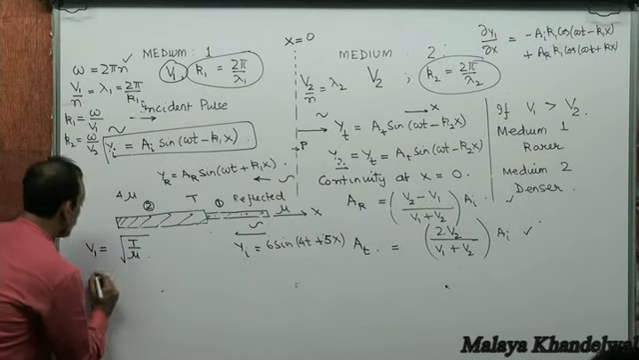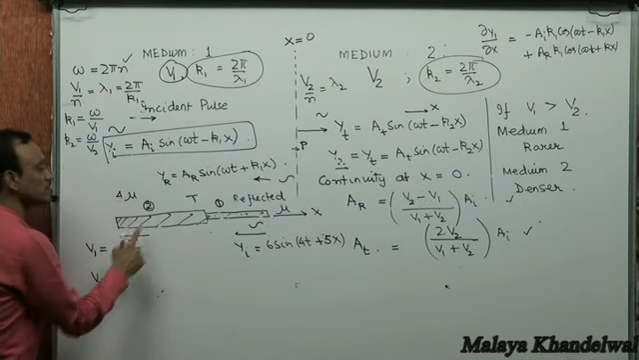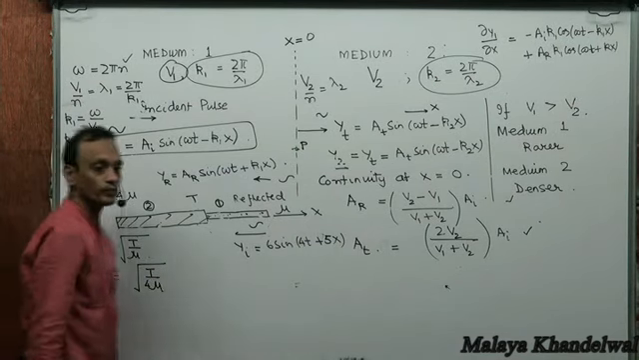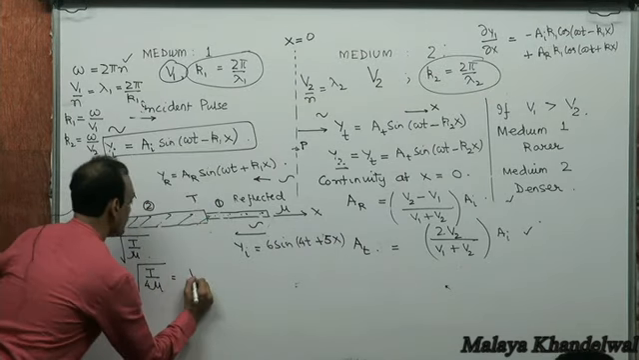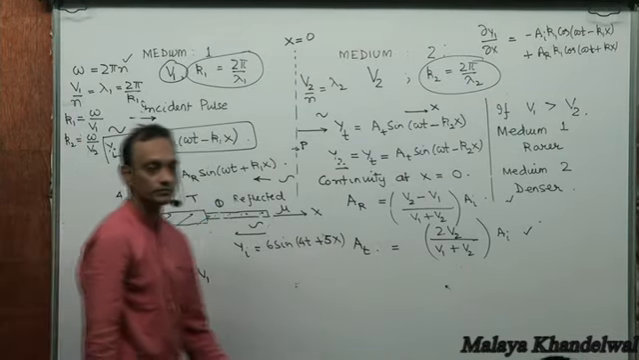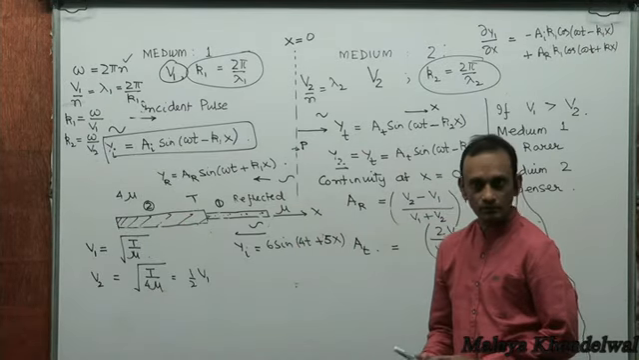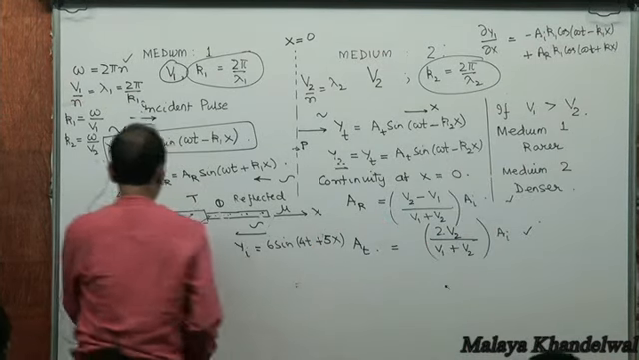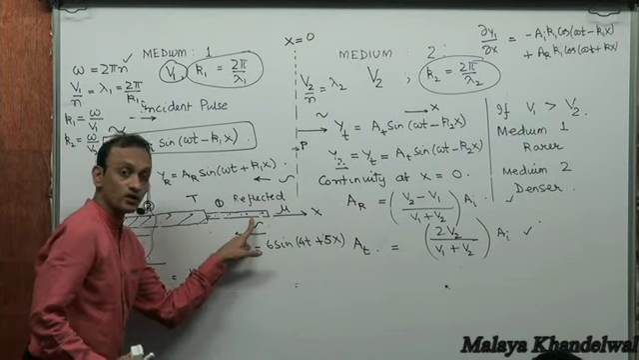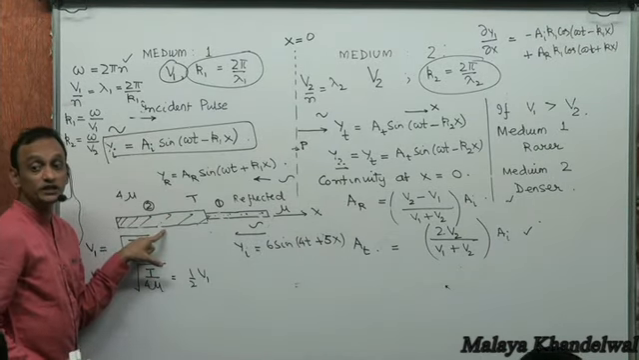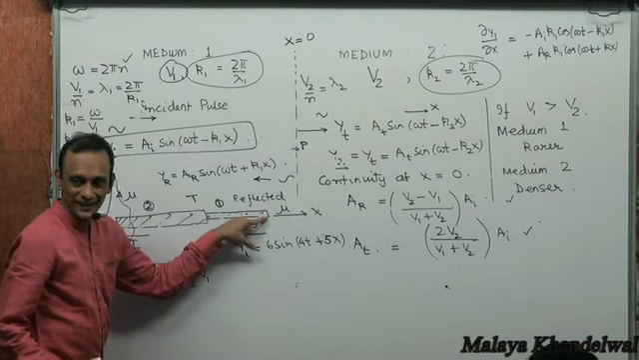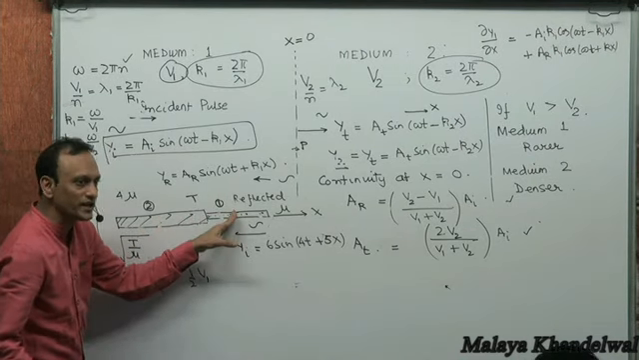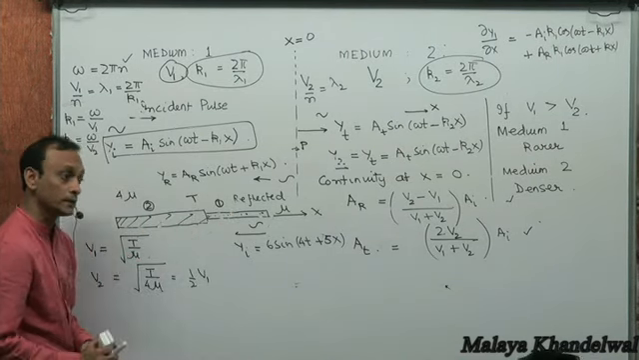What is the velocity of the transverse pulse in medium 2? Root T by 4 mu, which is half of V1. Do you realize, half of V1? That means velocity in this medium is less than velocity in this medium. This must therefore be a denser medium, and this must be a rarer medium. Velocity here is less than the velocity there. Right?